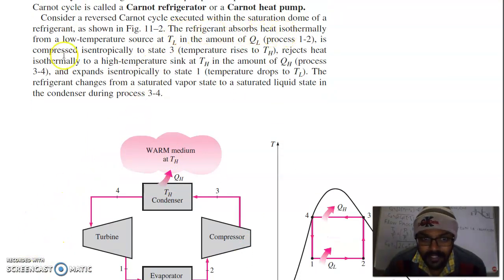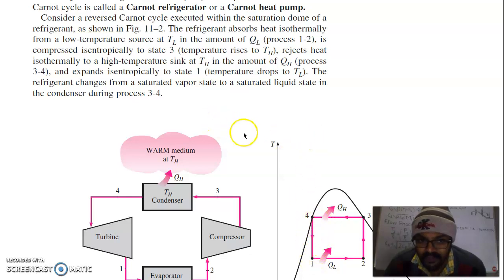The refrigerant absorbs heat isothermally from a low temperature source at TL, in the amount of QL, in process 1 to 2. It is compressed isentropically to state 3 to raise the temperature to TH, and rejects heat isothermally to a high temperature sink at TH, while maintaining the temperature constant here, and expands isentropically to state 1 and the temperature drops from TH to TL.